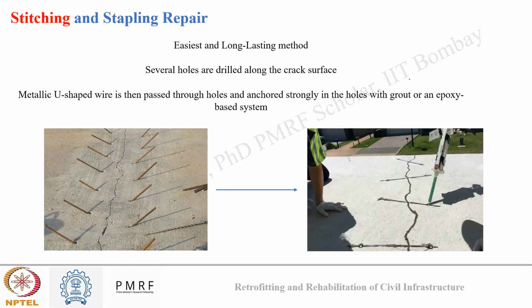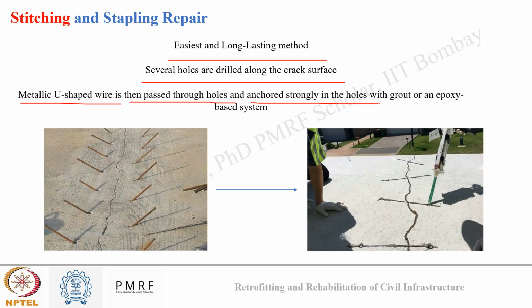Okay, so after this, there is stitching and stapling. This is the easiest and long-lasting method. And in this, what is done? Several holes are drilled along the crack surface, and then in these holes, metallic U-shaped wires are inserted and anchored strongly in the holes with the help of grout or epoxy bed sealant.